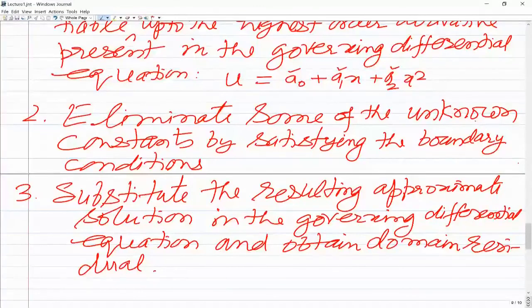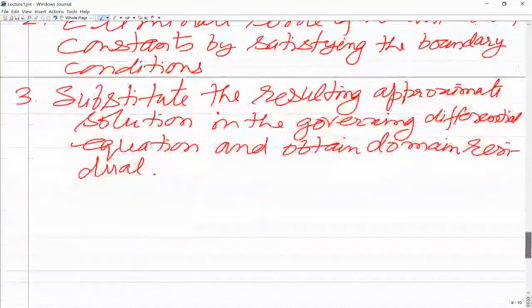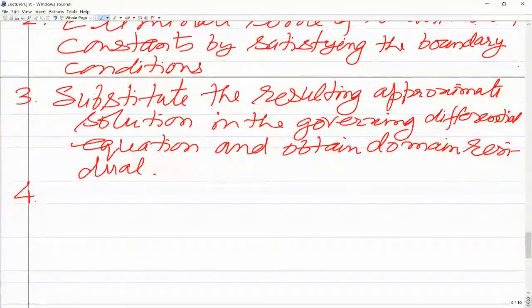And then once we have got this domain residual, when you assume an approximate solution, you have to make sure that the number of unknown constants is no more than the number of boundary conditions, so that some of the constants are left to be determined by minimizing the domain residual. That is essentially saying that in some approximate sense we want to satisfy the differential equation.